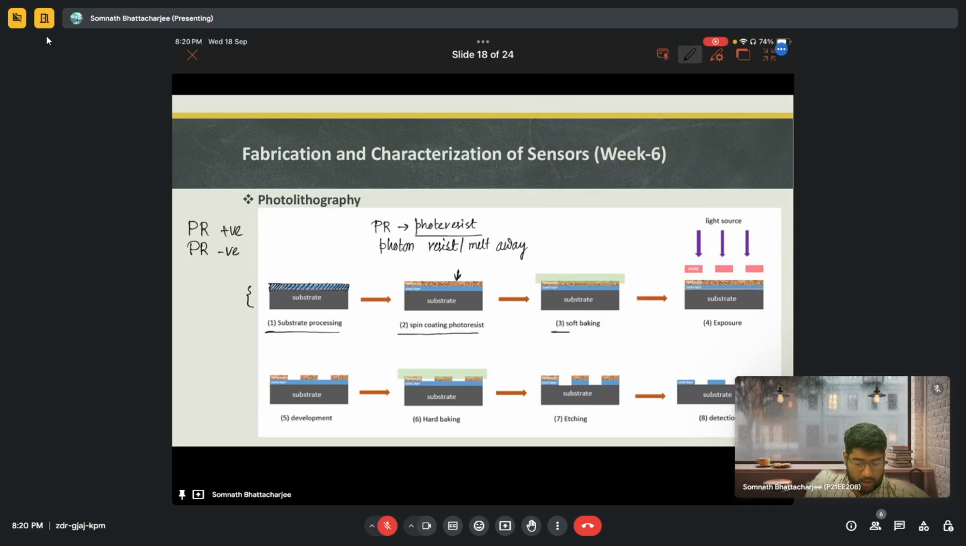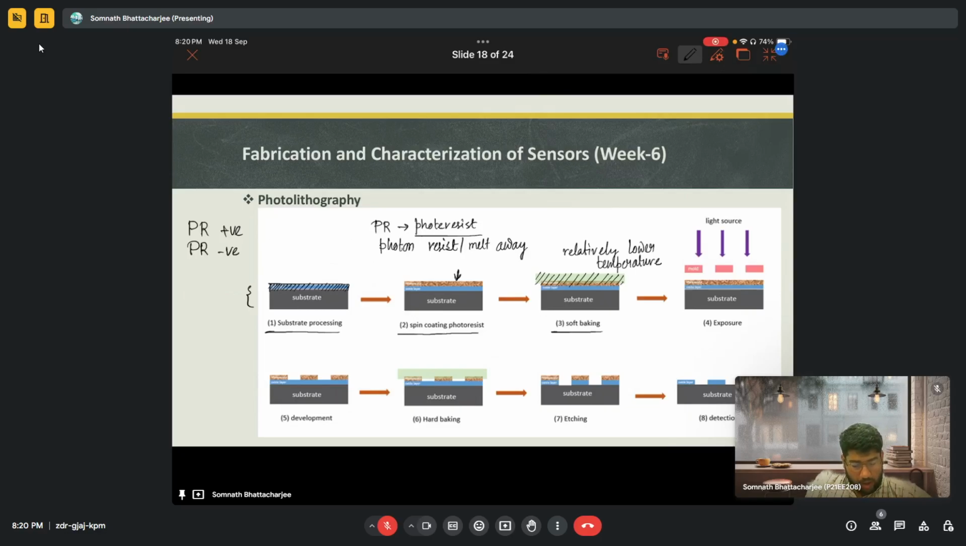Now there's the step that is called soft baking. What happens in this case? In soft baking, we heat the substrate at a relatively lower temperature, but what will happen is that it will stabilize the amount of PR on top of this substrate.